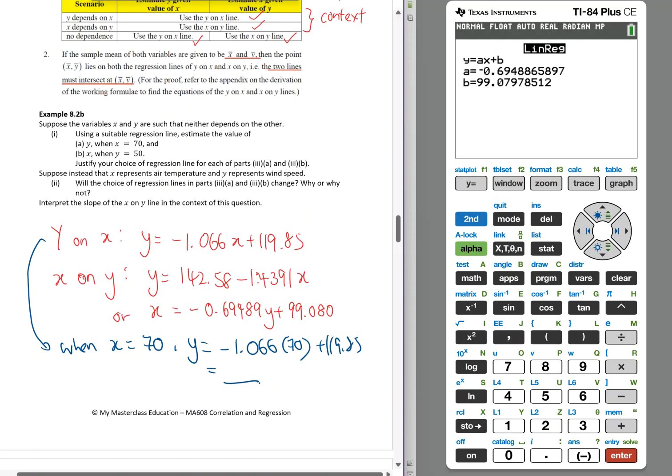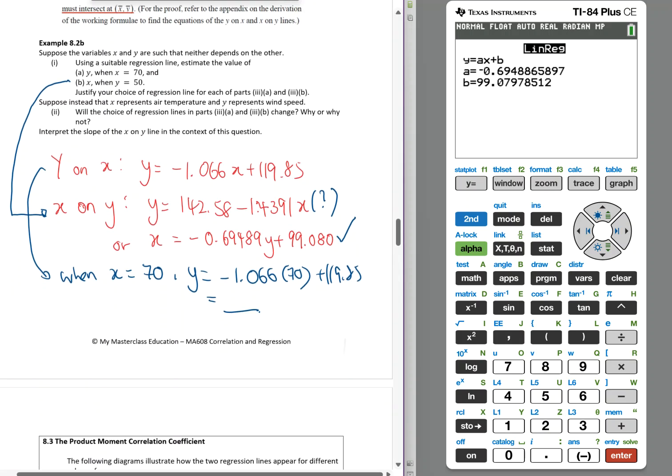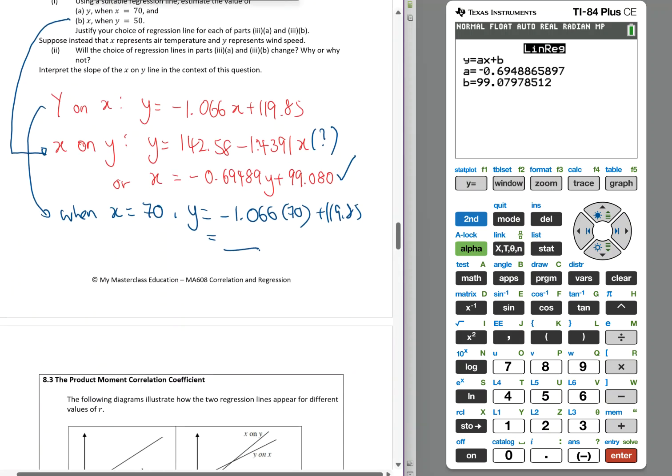If the question asks you to find x when you are given y, then you use this as the rule of thumb first. Okay, it's better to use the one that is given from the calculator, because you might make a mistake in making y the subject. So when the question asks you to estimate x when you're given y, then you use the x on y regression line. But these will all change if there is a context to the question, like this.